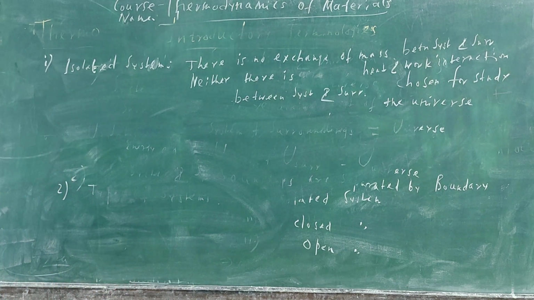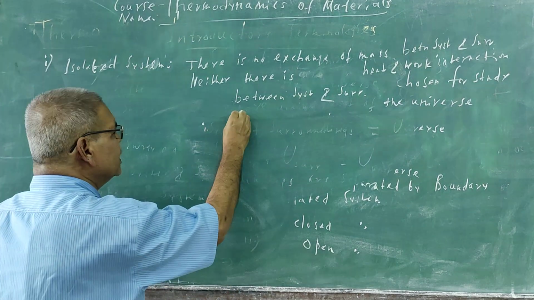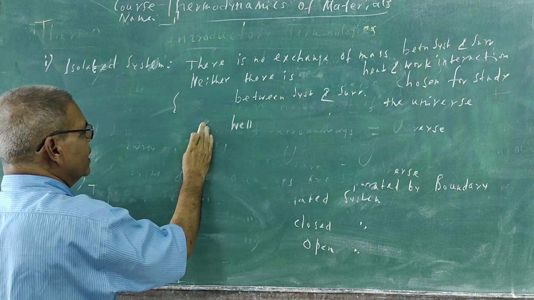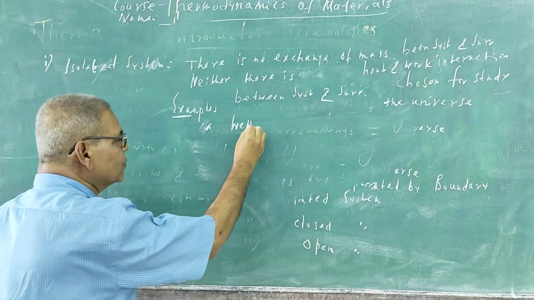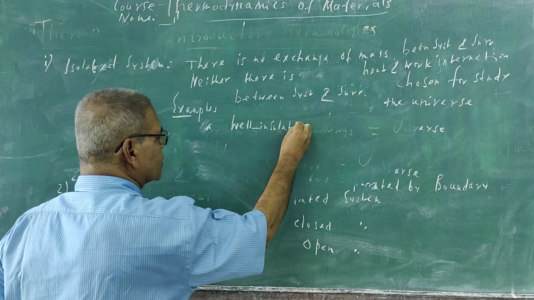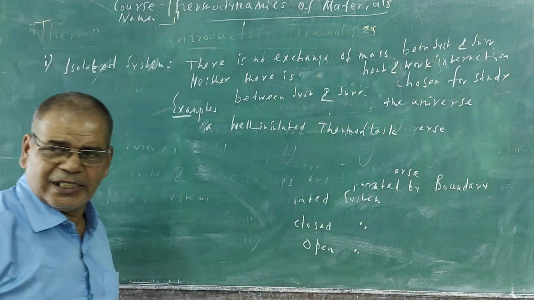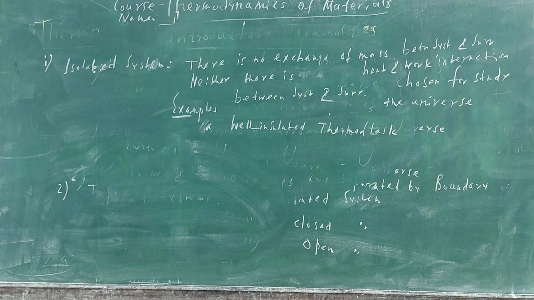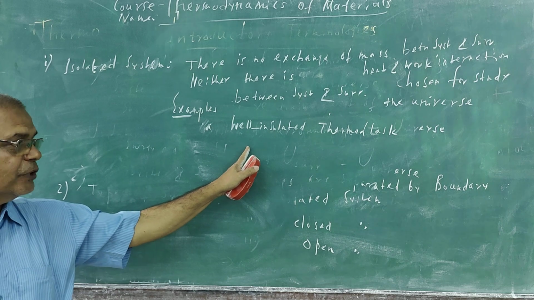A very easy practical example: a well insulated thermoflask. You bring tea or any kind of beverage and preserve it in the thermoflask so that the temperature remains. If it is hot, it should remain hot. If cold, the temperature should be maintained. So no heat should dissipate from the thermoflask to outside because it is insulated.